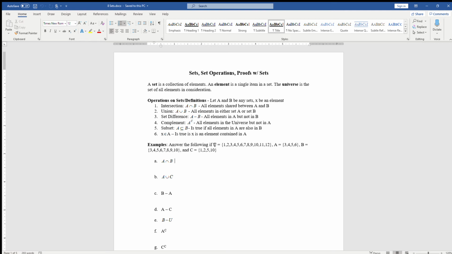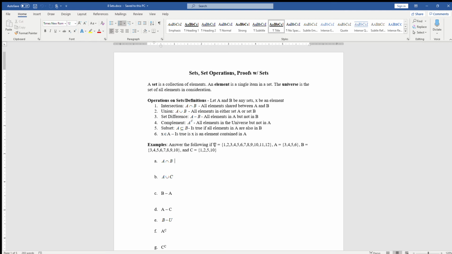Some of the operations on sets, for instance, if you want to have the intersection of two sets, that's all the elements shared between A and B. The union between two sets, all the elements in one set or another set. Set difference, all the elements that might exist in the first set but not in the second set. Complement, basically any element in the universe but not in the original set.